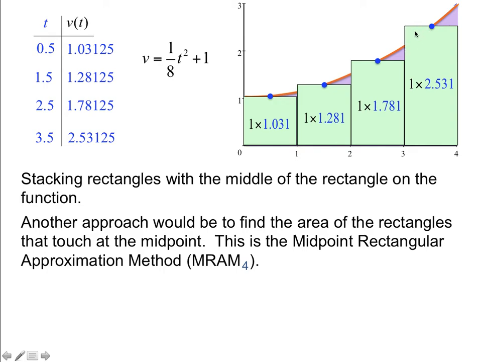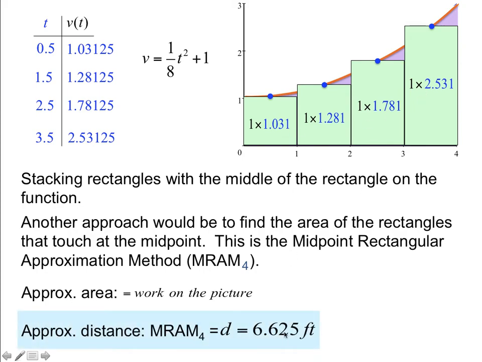So if we could take this and swoop it into here, it would be pretty darn close to an exact value. So the approximate area here, there's the work on the picture. Now we're getting it, when we add that up, we get 6.625. So that's got to be pretty darn close to the actual value. And the actual value is actually, I think, 6 2/3. So 6.6 repeating.